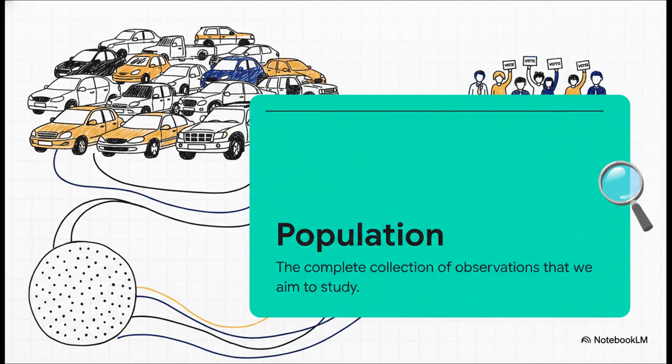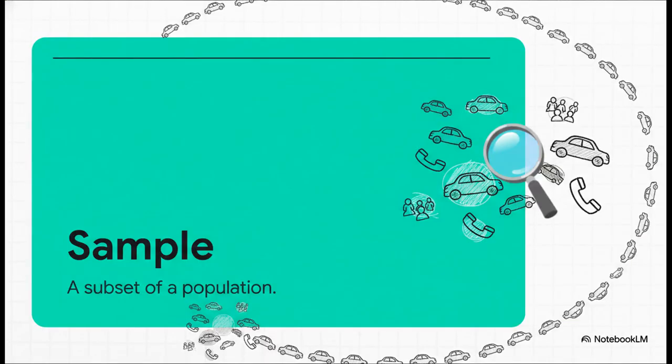Now, to do this right, we've got to get a few key terms down. First up is the population. This is the entire group we're interested in. We're talking about all the cars being made, or all the voters in an election. That's our ultimate target. And then there's the sample. This is a specific, smaller group that we pull from the population to actually study. It's the handful of cars we actually crash test, or the group of voters we call up on the phone.